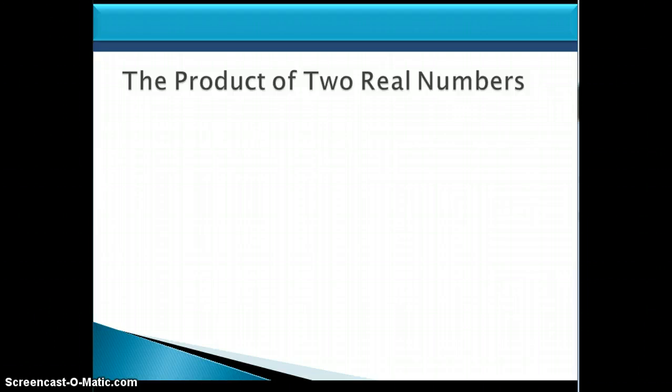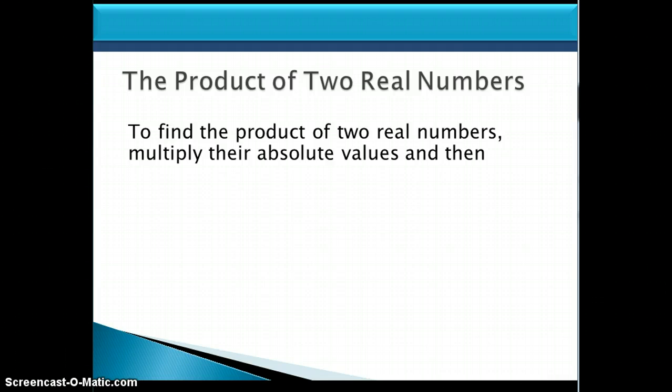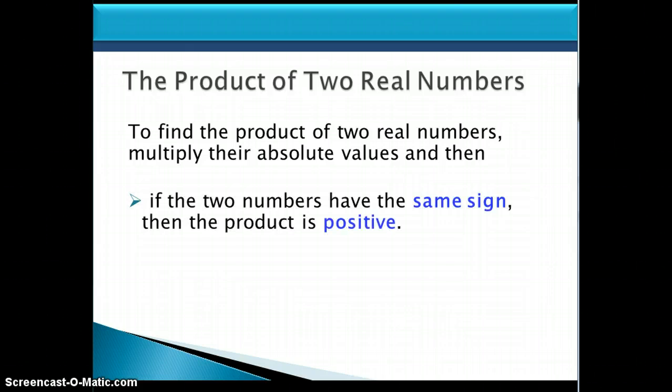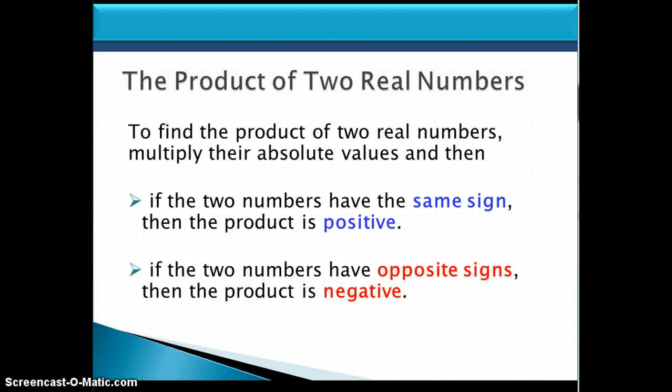First, let's look at the product of two real numbers. To find the product of two real numbers, we multiply their absolute values, and then, if the two numbers have the same sign, the product is positive. If the two numbers have opposite signs, then the product is negative.